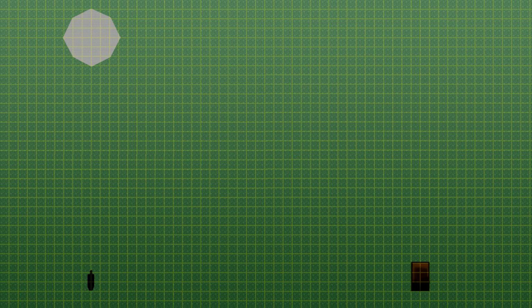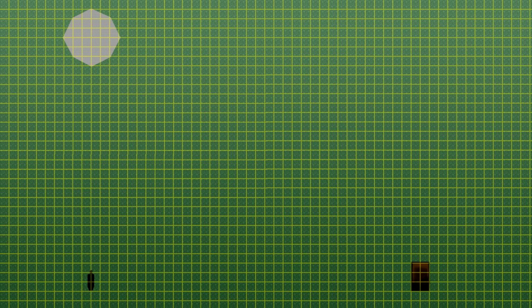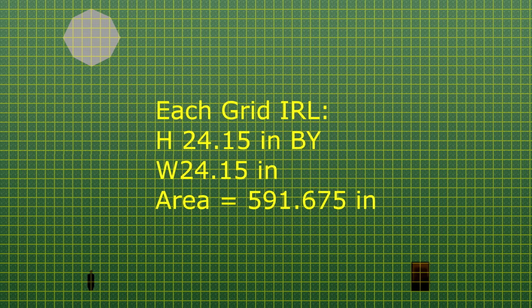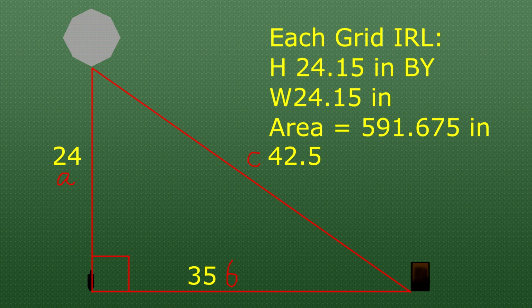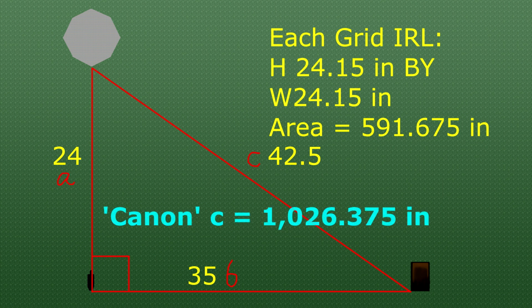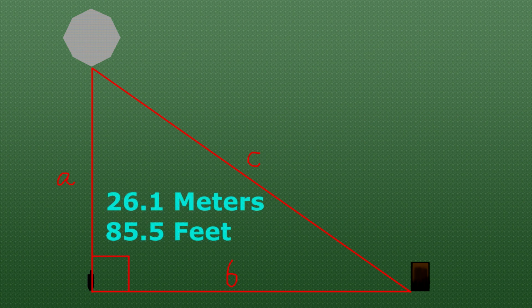So from these measurements, though prone to being inaccurate to a degree, we can see that each grid is, in real life, 24.15 inches up and across and has a total surface area of 591.675 inches. In terms of how far the stairs are away from the windmill in real life, we need to times 24.15 by 42.5, which gives us 1026.375 inches. That's 26.1 meters or 85.5 feet rounded.